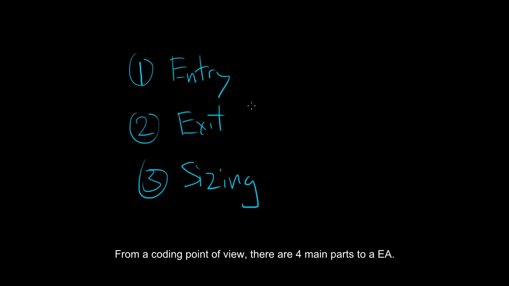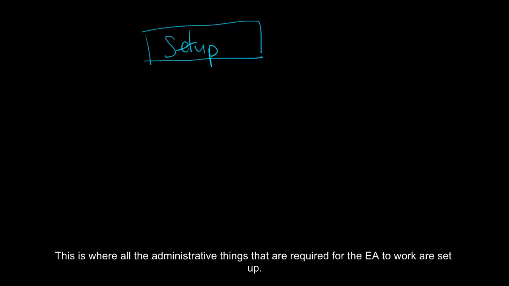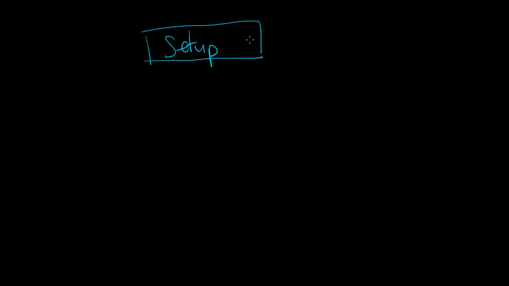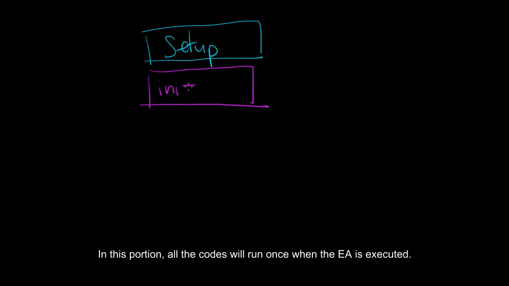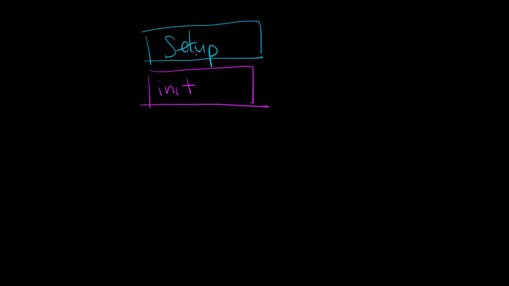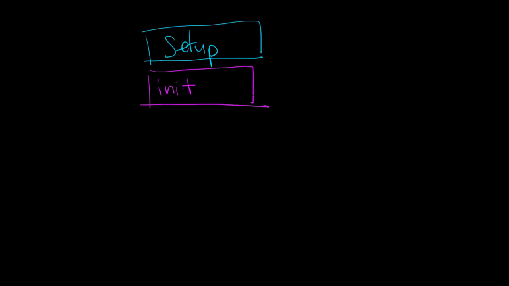From a coding point of view, there are four main parts to an EA. The first one is the setup. This is where all the administrative things that are required for the EA to work are set up. The second part is your init, short for initialize. In this portion, all the codes in here will run once when the EA is executed.